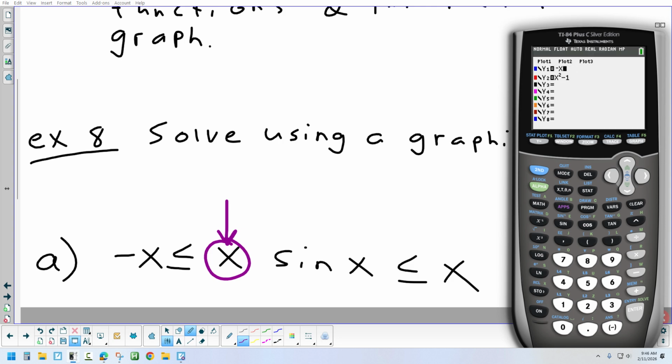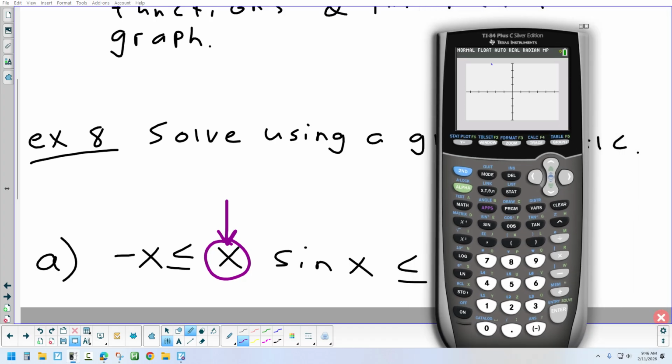So I'm going to put negative x in y1. I'm going to put x sine x in y2. I should have cleared it first. And I'm going to put positive x in y3. So we're going to look for where the variable vertical stretch graph, it's going to look like a sine wave that's growing as you move away from the y-axis, where that is sandwiched between my two lines with a slope of -1 and +1.